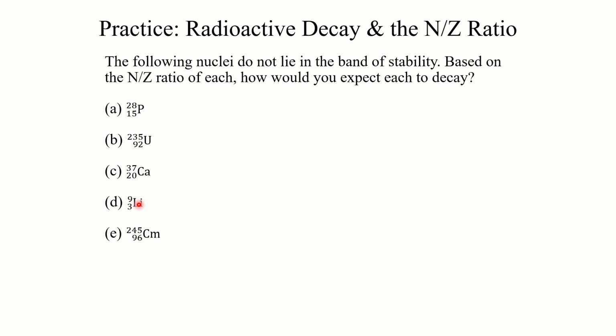And then letter D, here we have a very big n over z ratio. We have 6 protons to 3 neutrons. We need to convert a neutron into a proton, and this is beta decay. So letter D, beta decay.